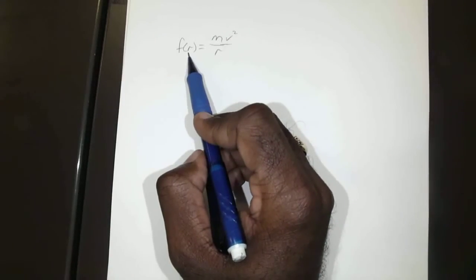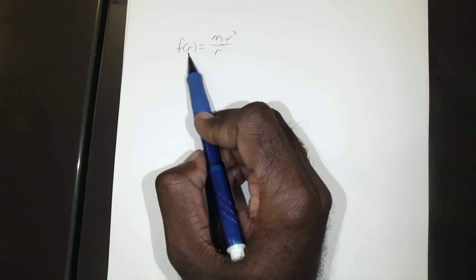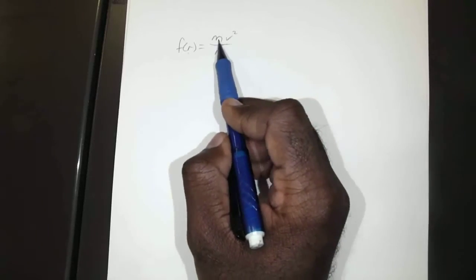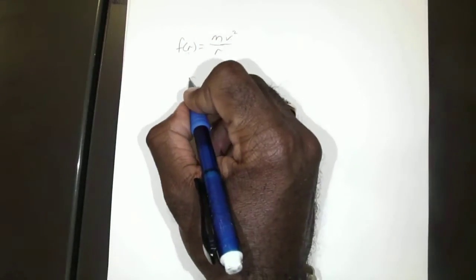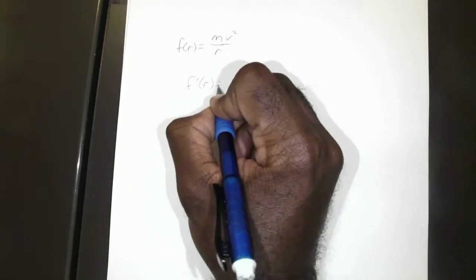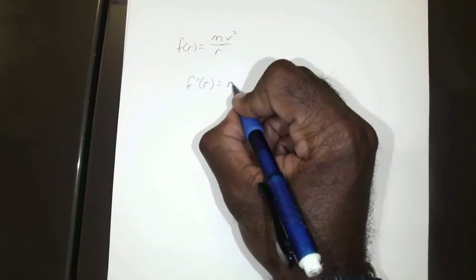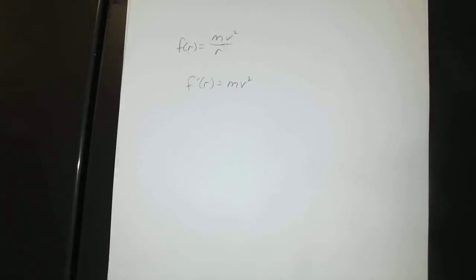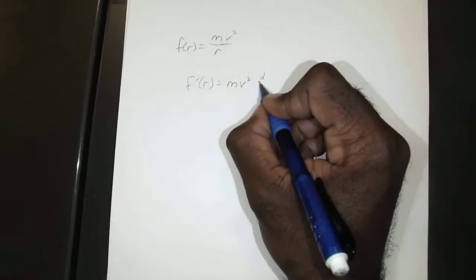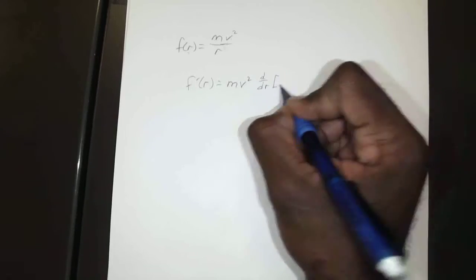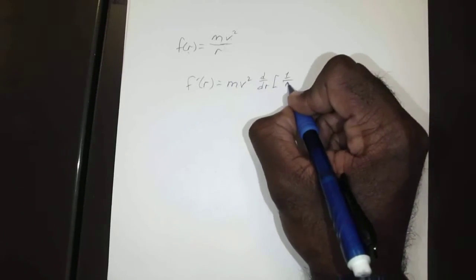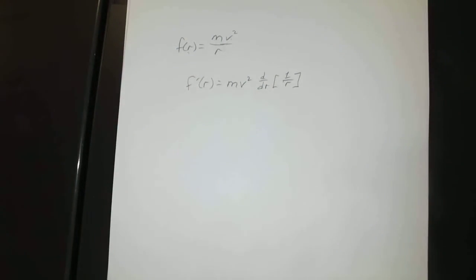So when you have an r here, that's the only variable it recognizes. So everything else is treated like a constant. So your f prime of r would just be your mv squared would move up as if it were a 3 and a 4. It would just move right to the front. And then you're just going to find the derivative with respect to r of 1 over r, or r to the negative 1, which would be negative mv squared over r squared.